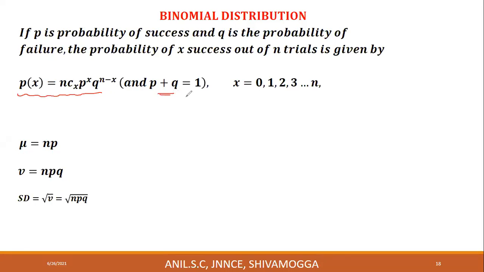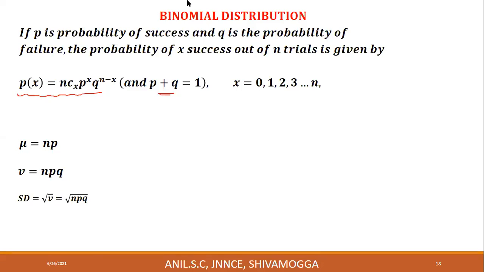This is the probability function. This is also called Bernoulli's trial. In some textbooks, it is referred to as Bernoulli's trial. Both are the same. If there are only two possibilities, like when you toss a coin, you may get head, you may get tail. In such trials, we use binomial distribution. If there are only two possible outcomes, if one is success, then the other will be failure. If P is the probability of success and Q is the probability of failure, the probability of X successes out of n trials is given by this.